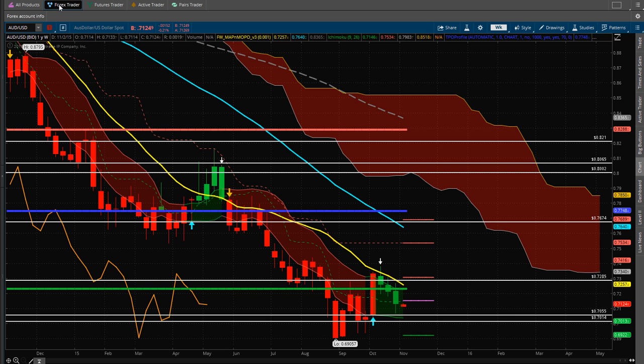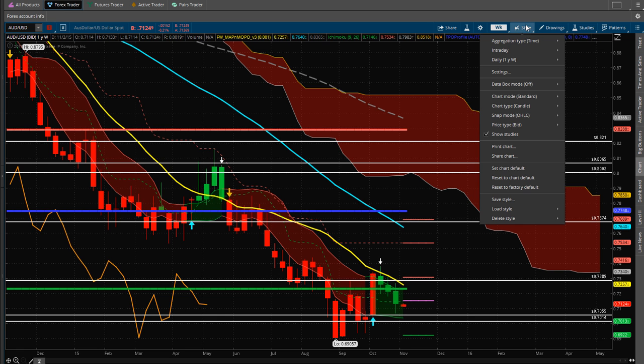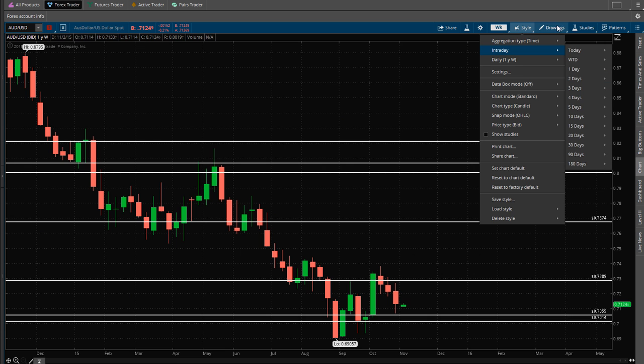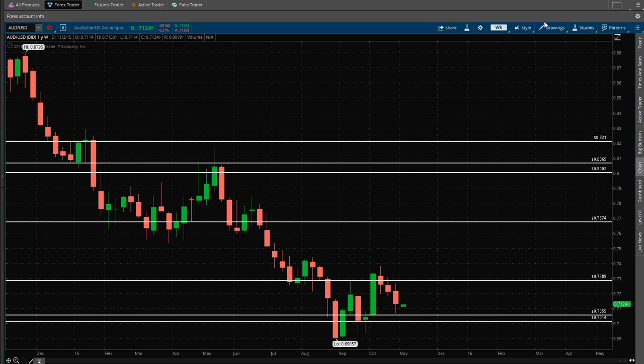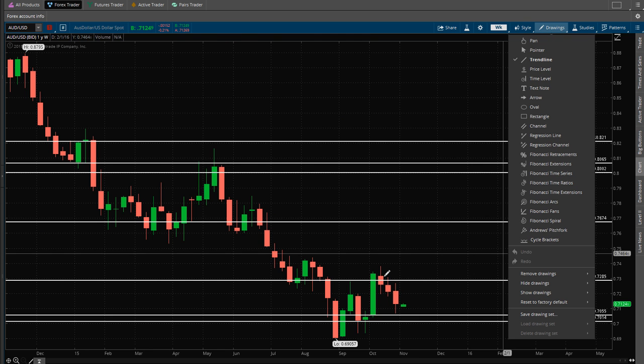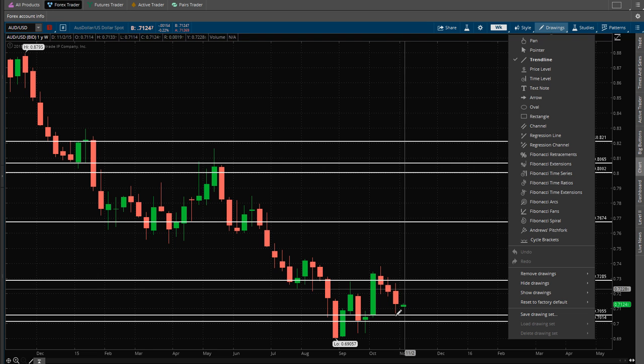Let's look at our weekly, and if we take all these indicators off, these white lines are monthly pivots, so you can see that this was support, resistance, and now here is support, and these are weekly. So let's see, maybe it could come down and retest this here.